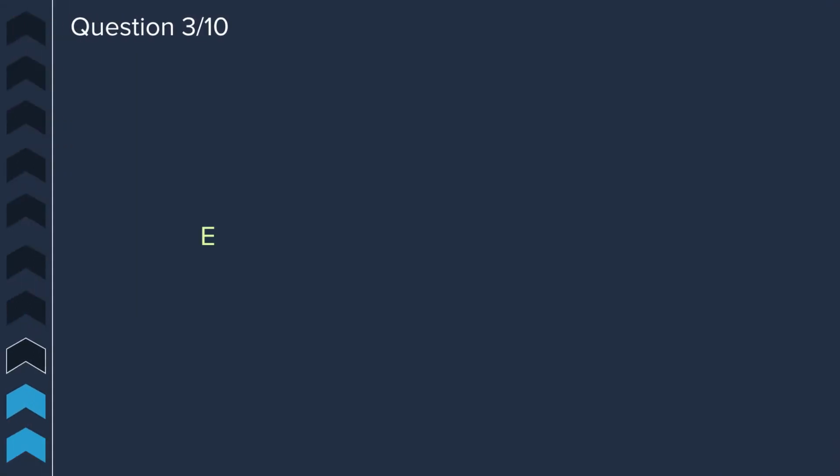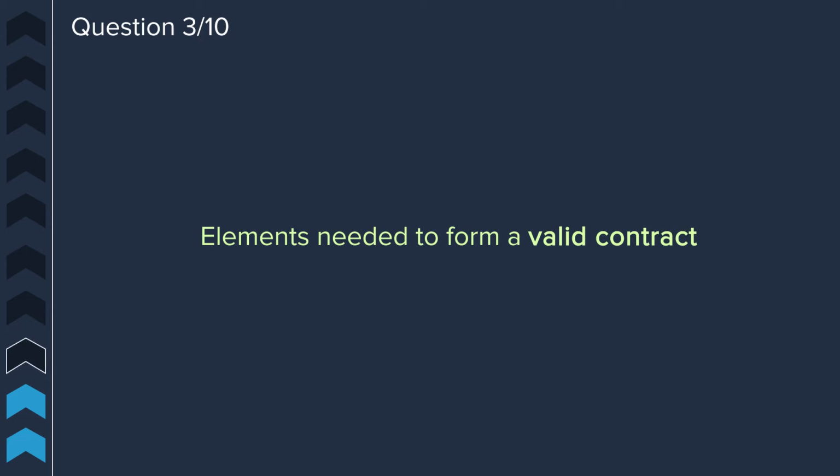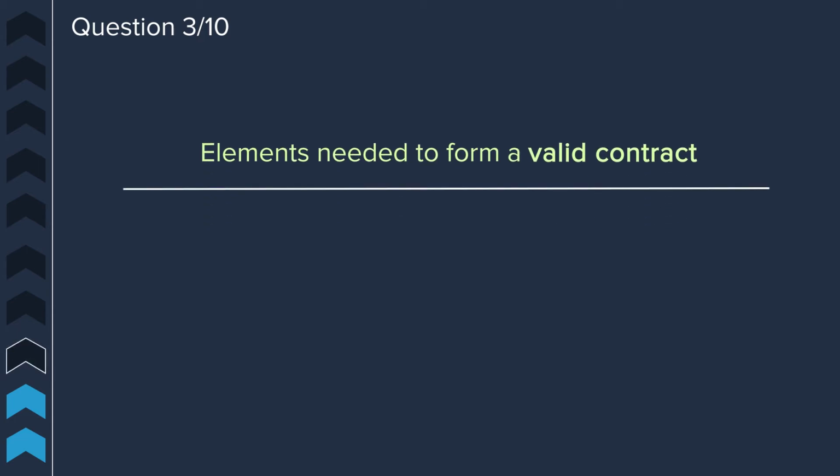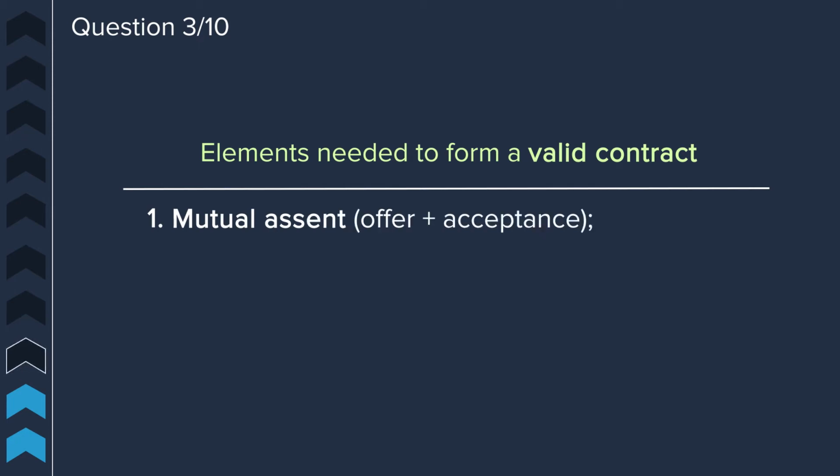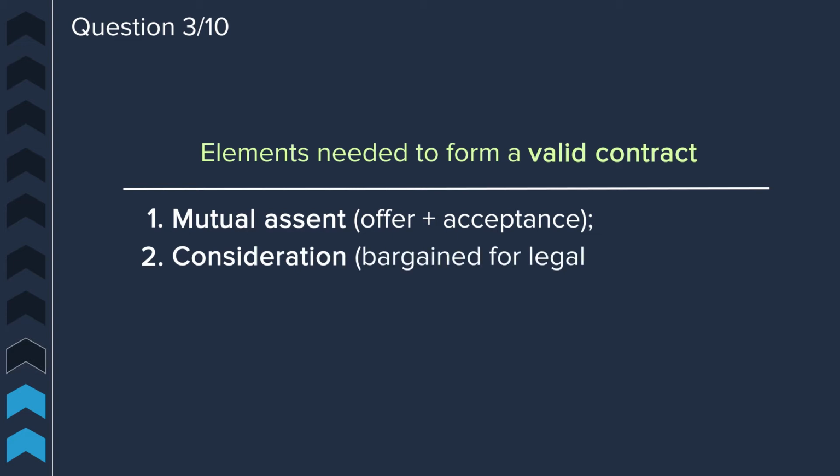Question 3. What are the elements needed to form a valid contract? All right, first you need to have mutual assent, which is an offer plus acceptance. 2, you need to have consideration, which is a bargained for legal detriment. And 3, there must be no defenses to formation.